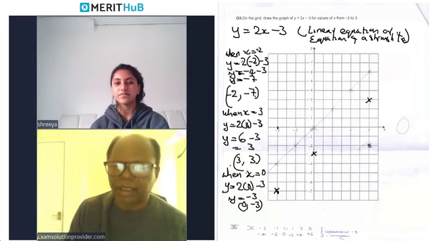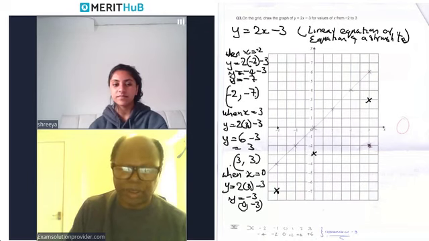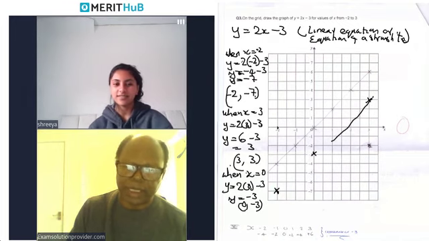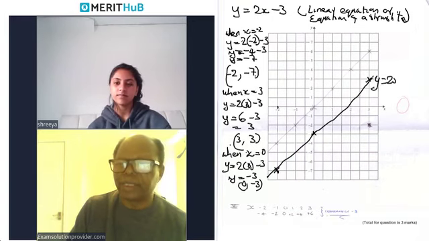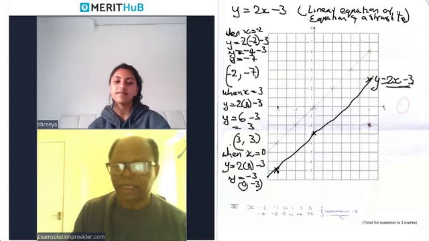You see how easy it is? And then you just need to join this. So you didn't need this point. All you needed is this point and that point. And then you join that line. That's all. So this is the graph where y equals 2x minus 3. That's all. You get your marks.